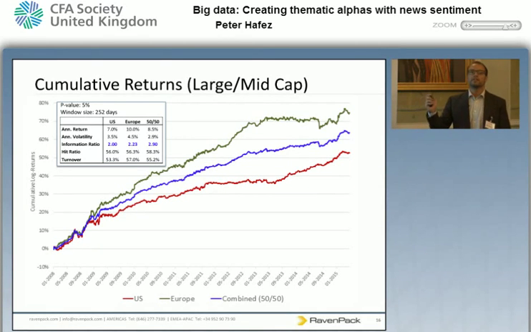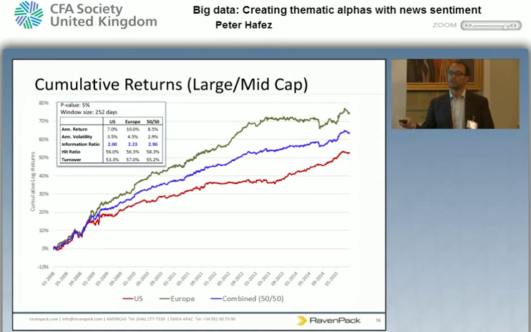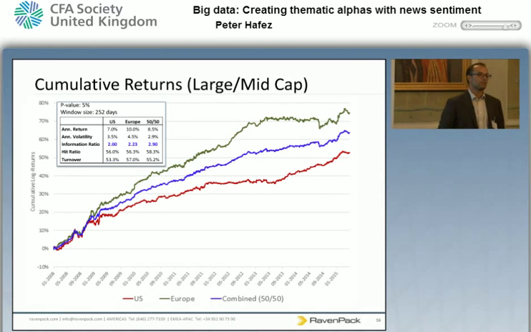I want to mention here as well that this is without any transaction costs. And as you can see, turnover is relatively high. So it's around 50% on a daily basis. So you hold on average about 2 days. So it's a relatively short strategy.